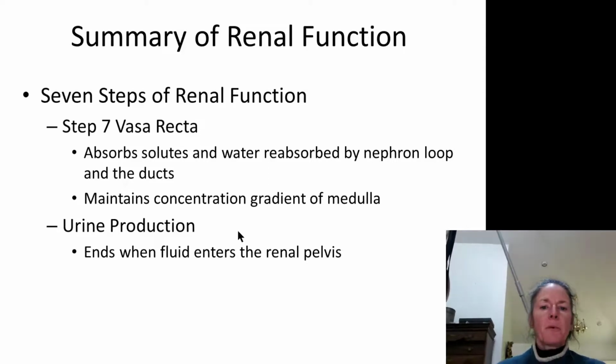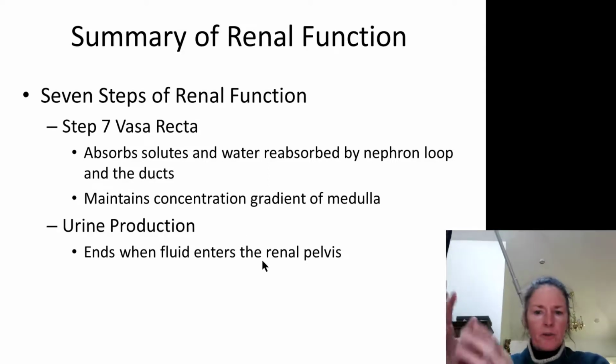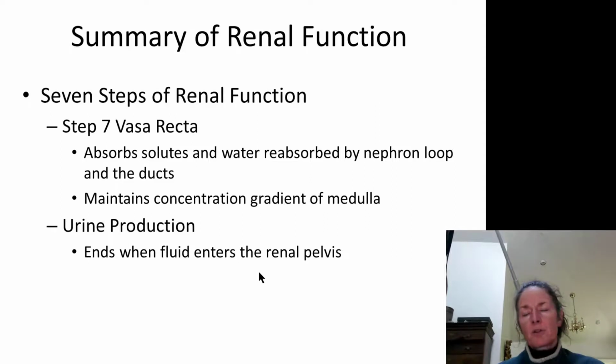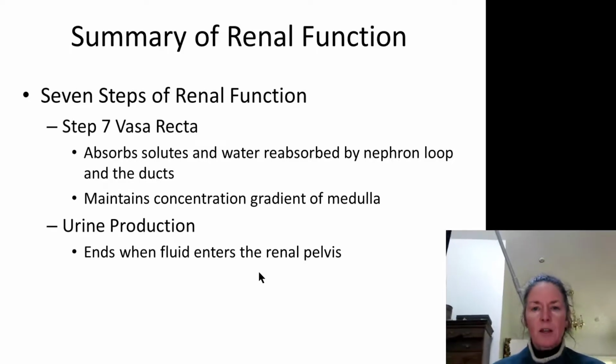And so by this point, we have created urine. So by the time it gets to the collecting duct, it will enter the papillary duct, and from there, the urine composition really doesn't change. It will flow through a minor calyx into a major calyx, into the renal pelvis, and then down into the ureters to the bladder, where it will be stored until time for excretion.